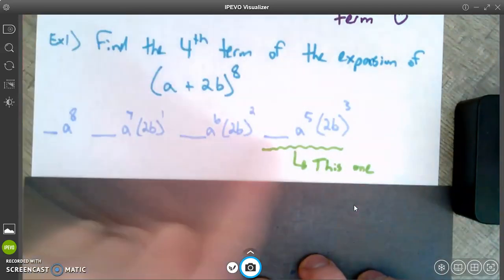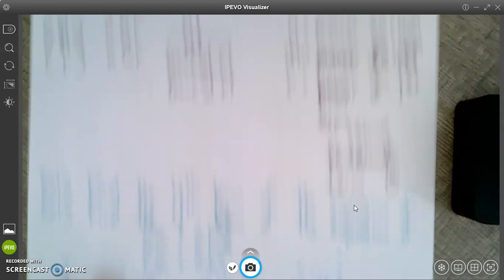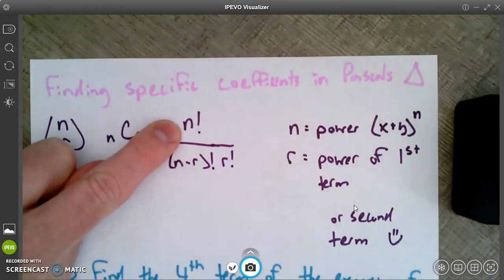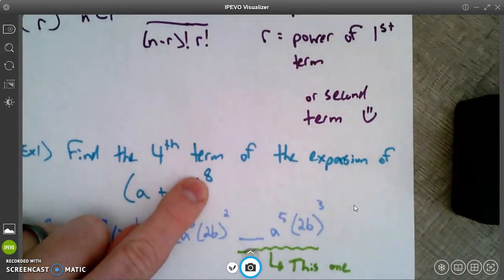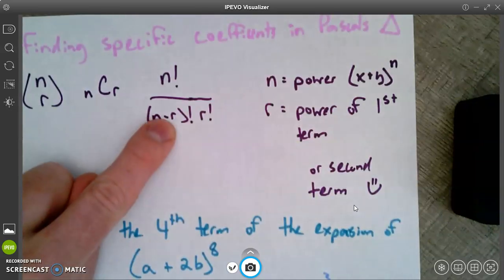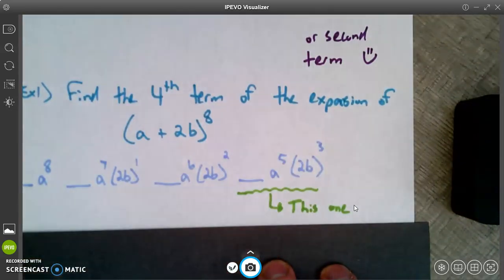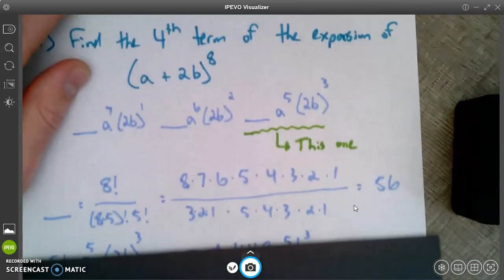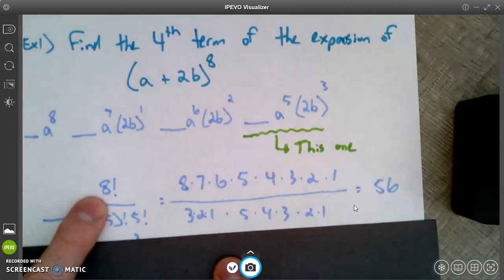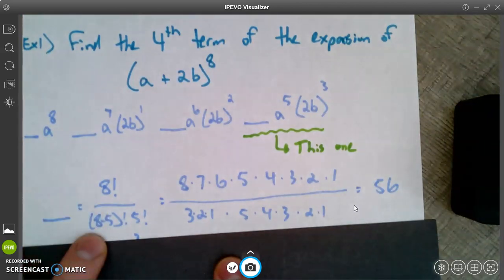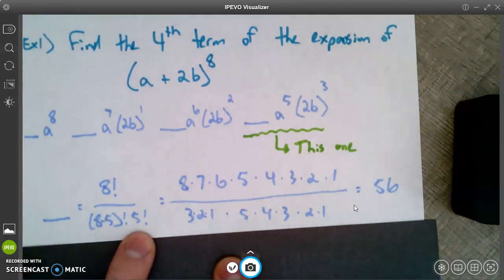So from here, we need to find that coefficient. So that's our formula we're talking about. N is 8 in this case because I'm raising the whole thing to the 8th power. R is either one of these, 3 or 5. It won't matter because of symmetry, you'll get the same thing. So let's plug those in. Looks something like this. There's a formula, n factorial over n minus r factorial, r factorial.